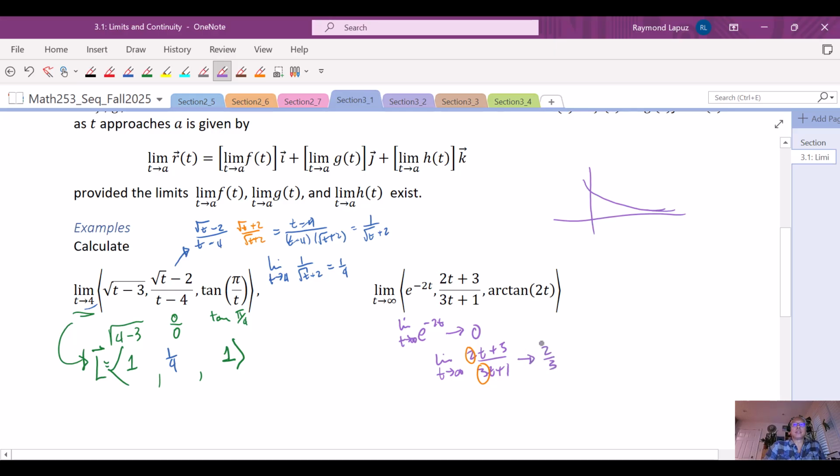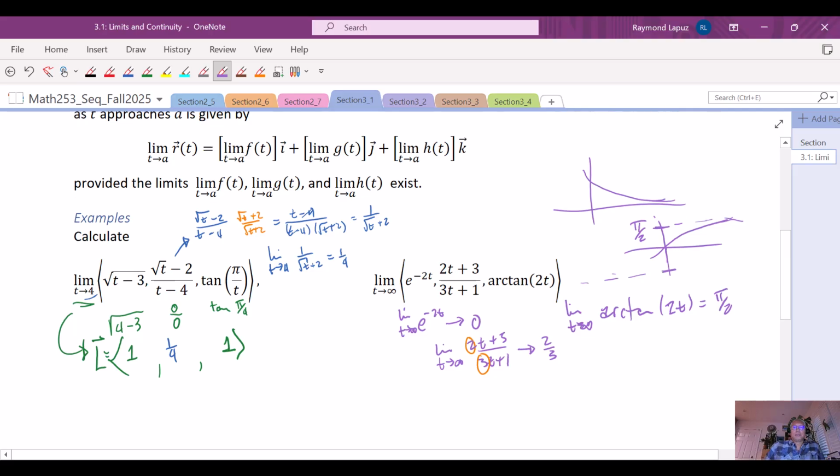So this is 2/3. And then lastly, limit as t approaches infinity of the arctan function. So this is 2 times infinity, which is infinity, and you just have to remember the arctan function. Because of the vertical asymptotes for the tangent, the arctan, which is going to be the inverse function, has asymptotes at pi over 2 as it goes off to infinity. As it goes off to negative infinity, you'll be at negative pi over 2, but that's not what we're looking at. Okay, so I think we have it here.